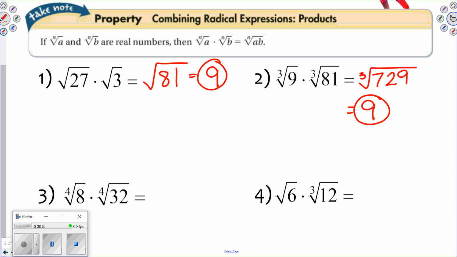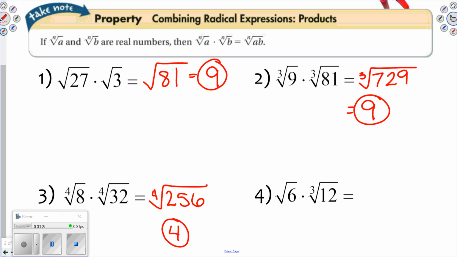Fourth root of 8 times the fourth root of 32, and that is just 4. Square root of 6 times the cubed root of 12. Can you do that? They're not the same. I can't multiply them.